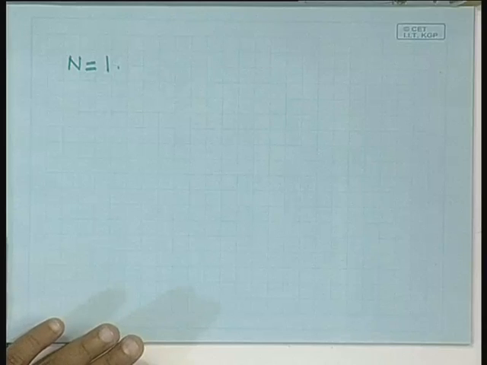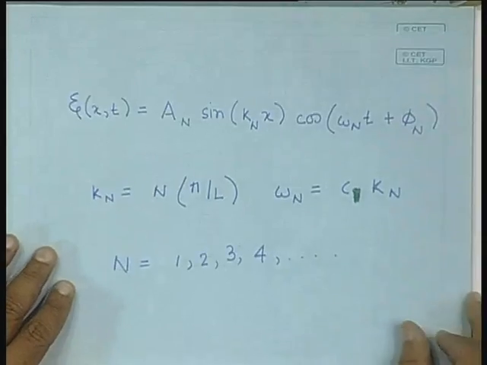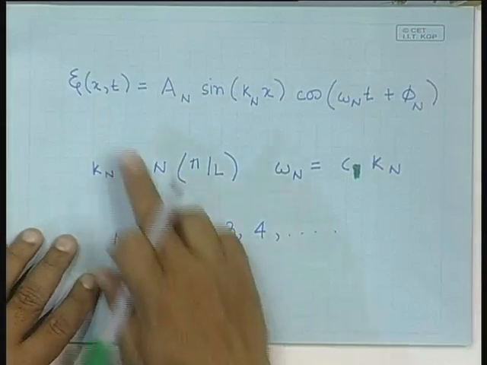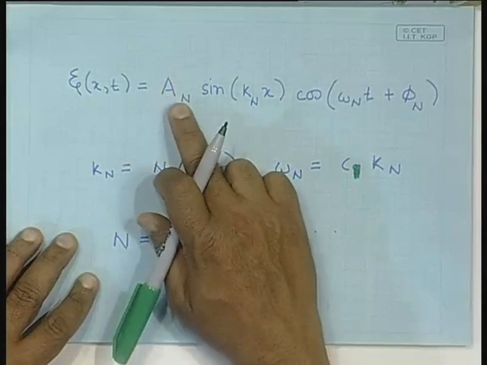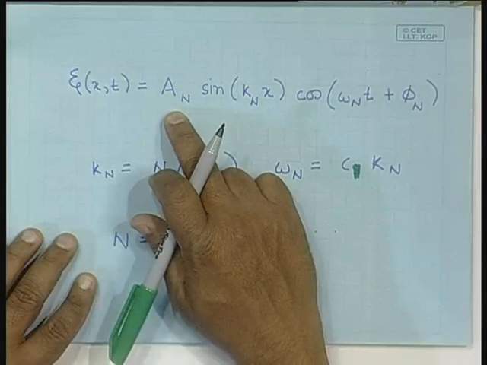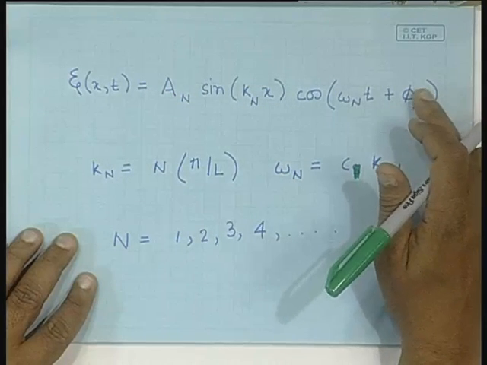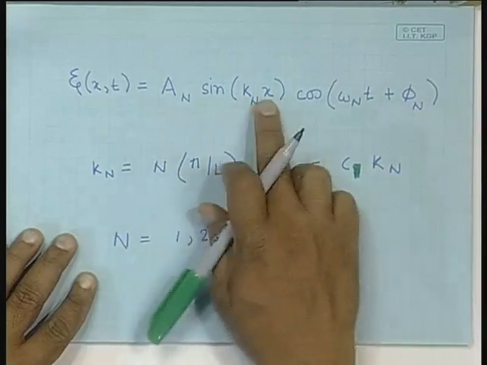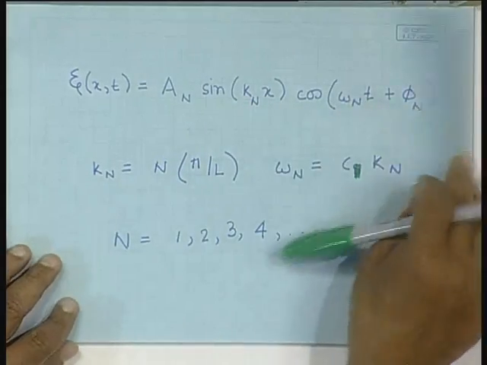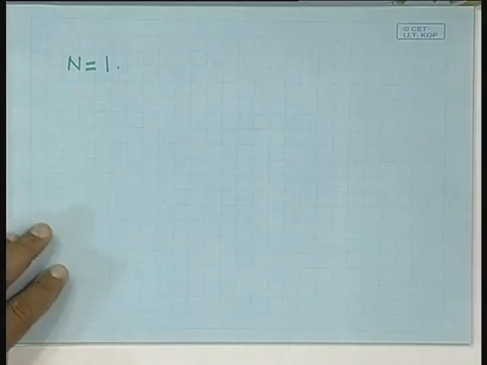So, what you have to do is fix n equal to 1 and put in all the values. a 1 will be some arbitrary amplitude decided by the initial conditions, phi 1 will be some arbitrary initial phase decided by the initial conditions, and then you have to put in the values of k n and omega n. So, let us do the exercise and we can discuss it then.